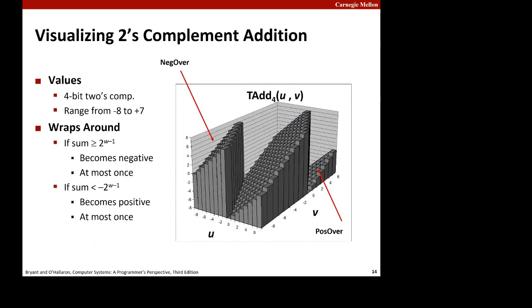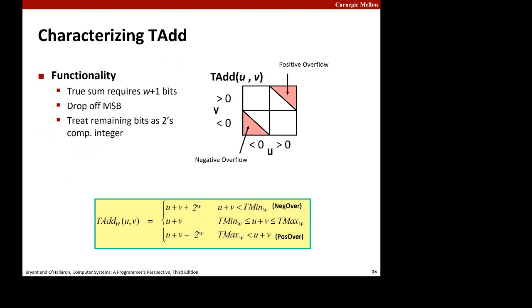So if I look at a bird's eye view from the top of this picture here, you can see that there are sort of three regions. For consideration, the white region here is the case where there's no overflow, so that the sum of the two numbers is representable within the range of the result. And so that's the value I get. And then the two pink ones are the overflow cases.